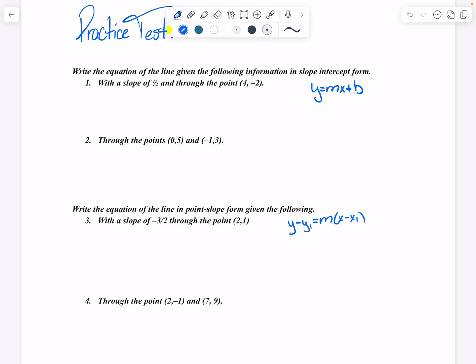So on number one, we have a point and a slope. So we're going to plug it into point-slope and move it to slope-intercept. So it's going to be y plus 2 is equal to 1/2 times the quantity x minus 4. I'm going to distribute my 1/2. Y plus 2 equals 1/2 x minus 2. And then my last step is to subtract this 2 to the other side. So I get y equals 1/2 x minus 4.